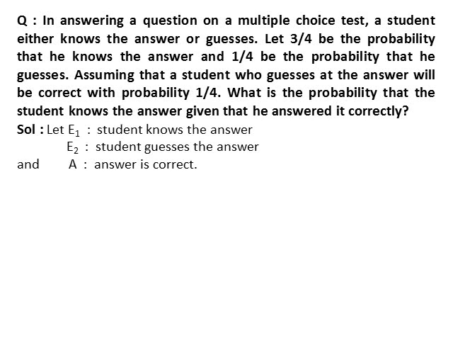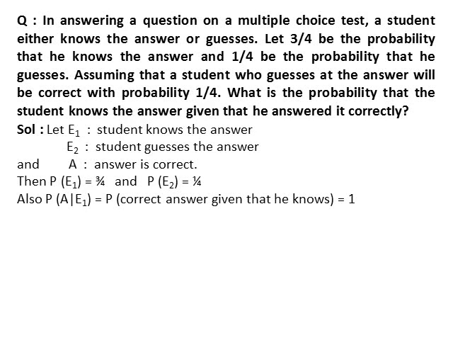Let E1 be the event that the student knows the answer and E2 be the event that the student guesses the answer, and A be the given event that the answer is correct. Now P(E1), the probability that the student knows the answer, is 3 by 4 and P(E2) is 1 by 4. Here E1, E2 are two partitions of the sample space, so the sum of their probabilities is equal to 1, meaning P(E1) plus P(E2) equals 1.